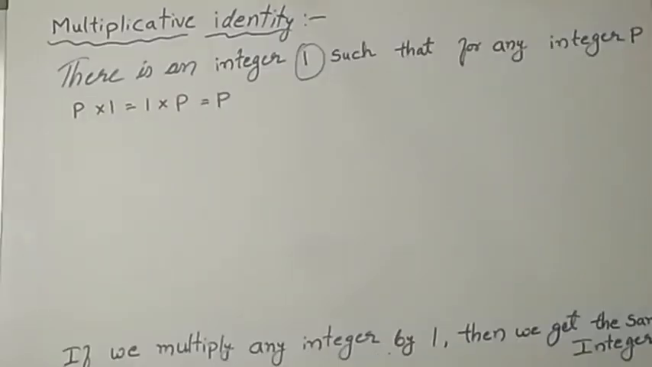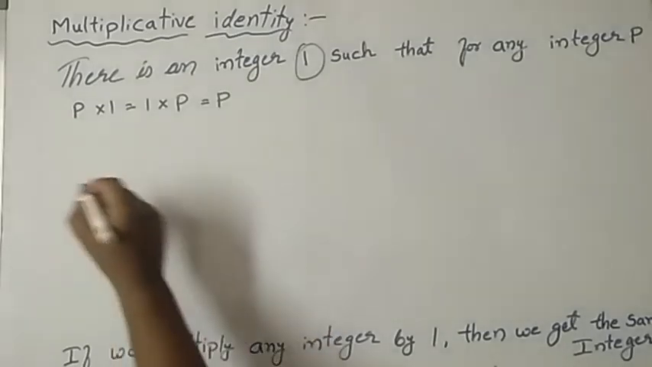Next topic is the multiplicative identity. The definition is, there is an integer 1 such that for any integer p, p into 1 equals 1 into p equals p. Means if we multiply any integer by 1, then we are getting the same integer. Generally we can take an example. Suppose Ramu is there. Ramu into 1 equals Ramu only.